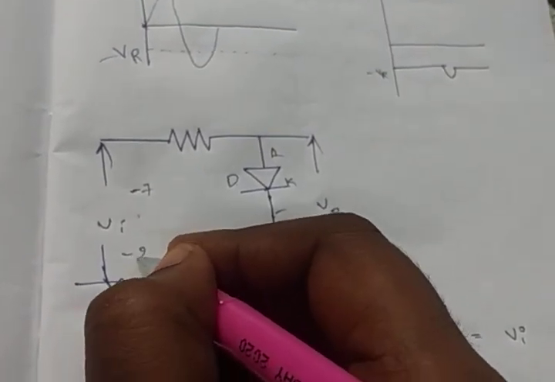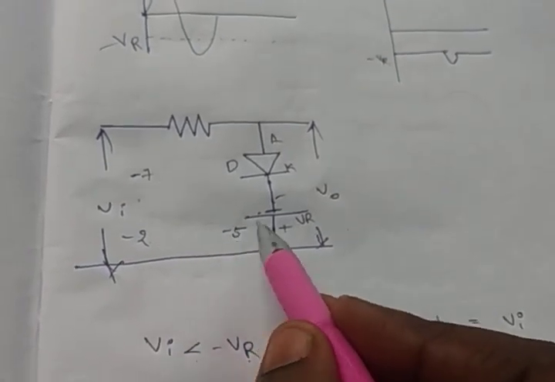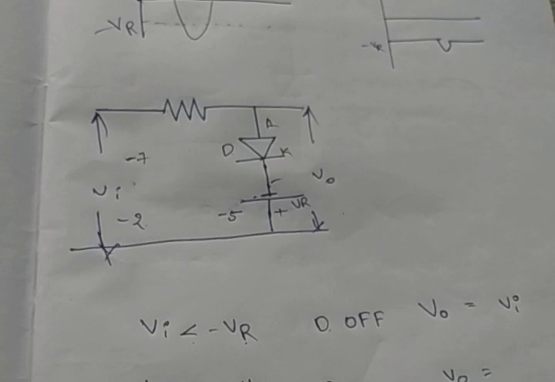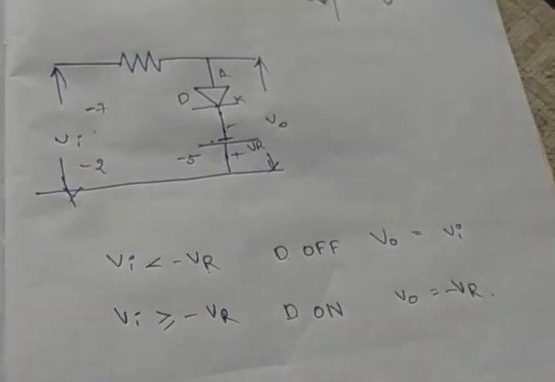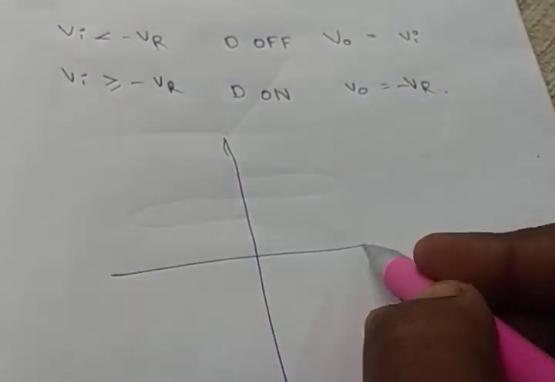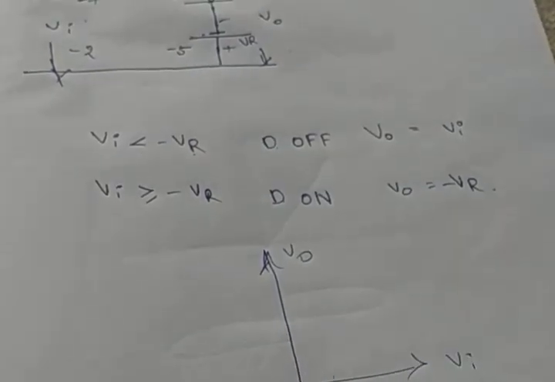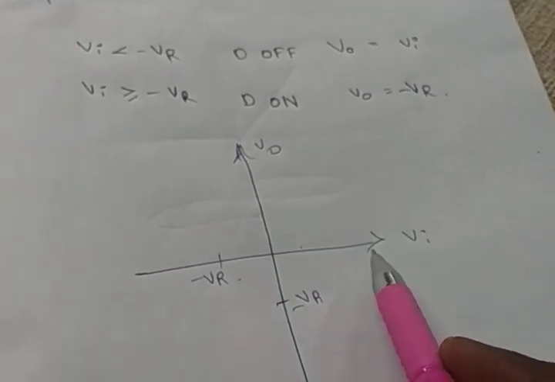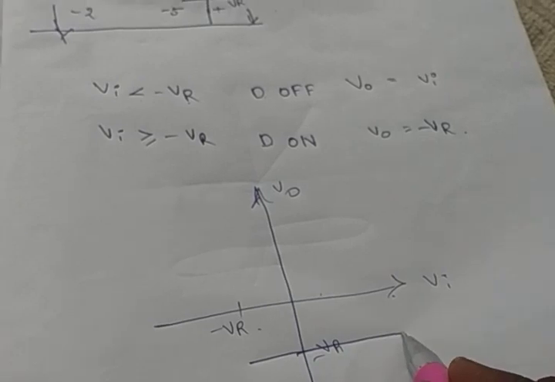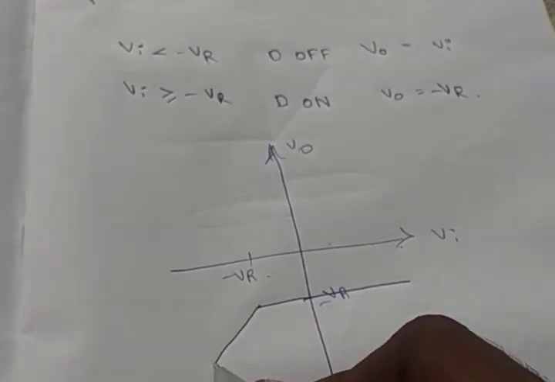For minus 2, which has more negativity, the diode will be in on state. So output will be equal to minus VR. Let's see our transfer characteristics. This is Vi and V0, minus VR and minus VR. Minus VR is here, no? For greater values, the diode should be in on, so the value will be minus VR. For lesser values, the diode is in off, so V0 will be equal to Vi.